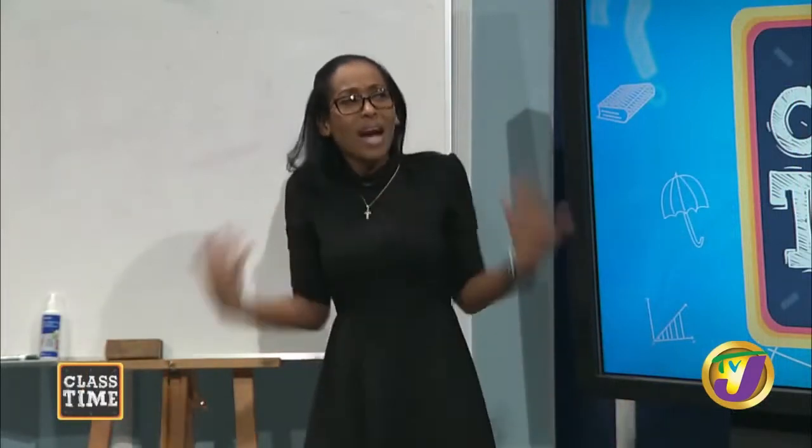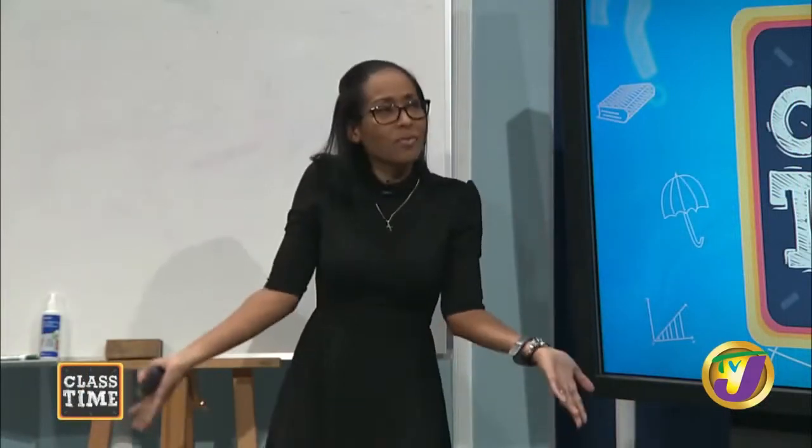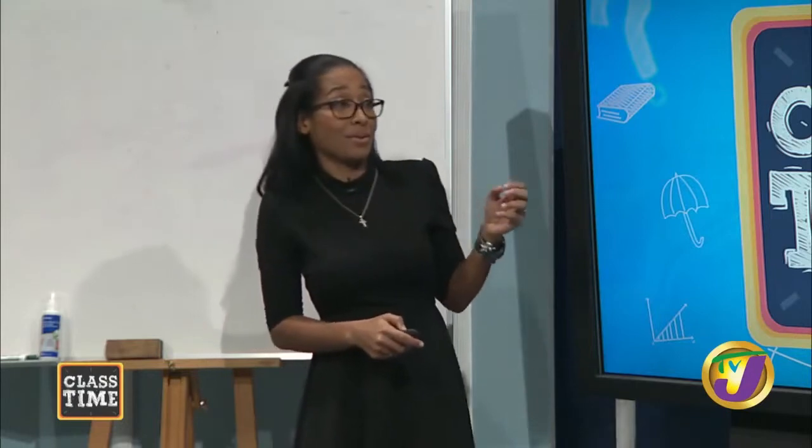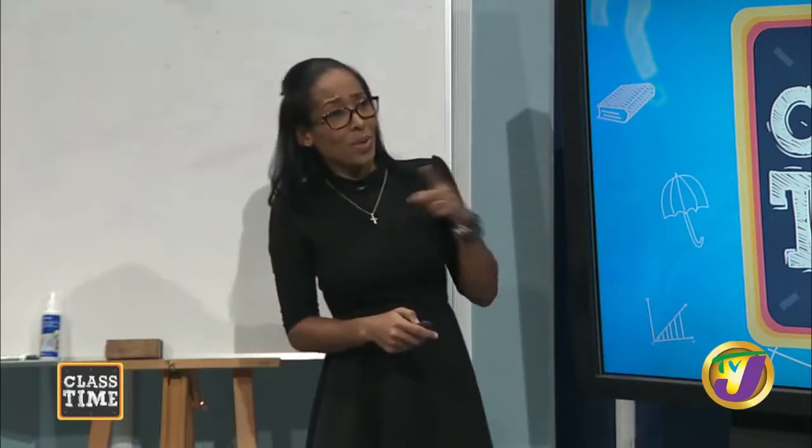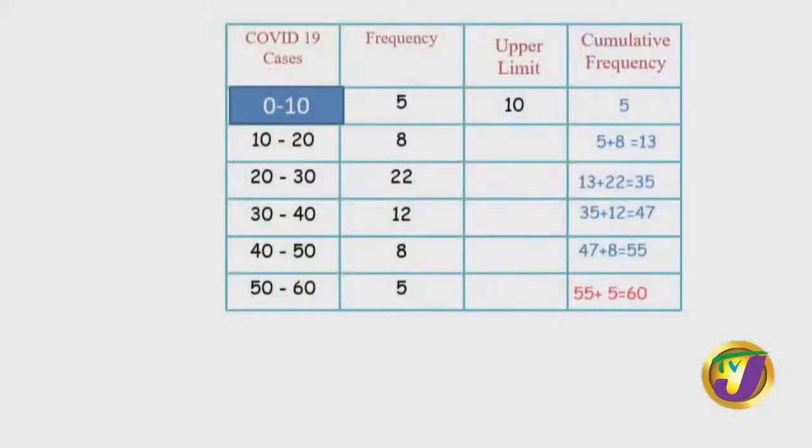I can't have half of me, nor a quarter of me. So it must be a whole number. Exactly. Which means our upper limit for the first class would be 10. Let's see if you get it. What about the second class? Second class, 20. Third class, 30. Fourth class, 40, fifth, 50, and then I get 60. Yes, good job.